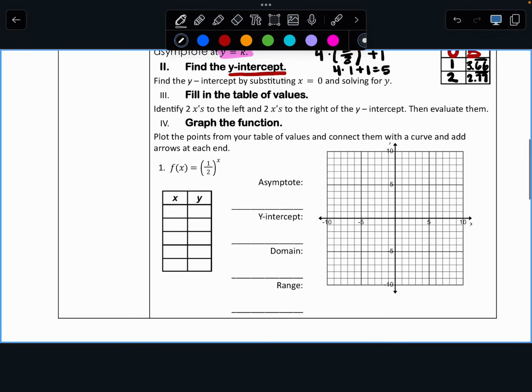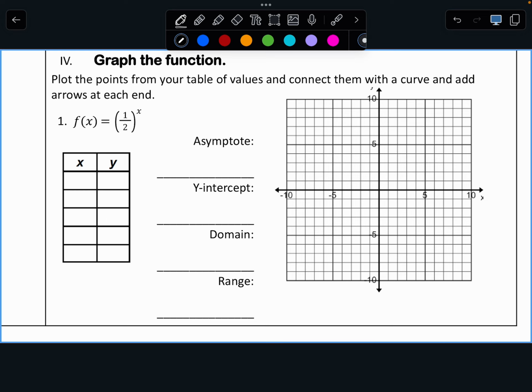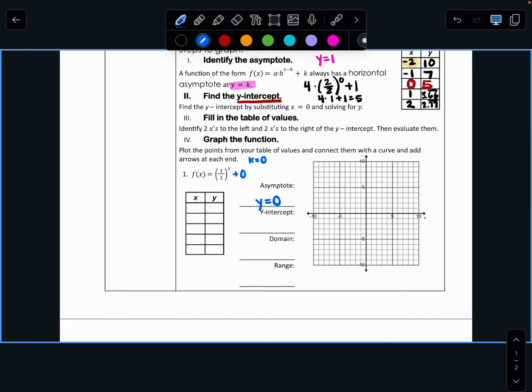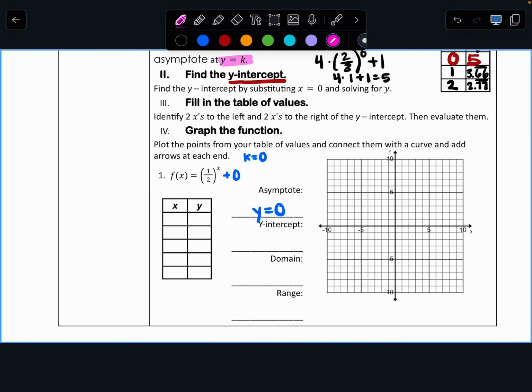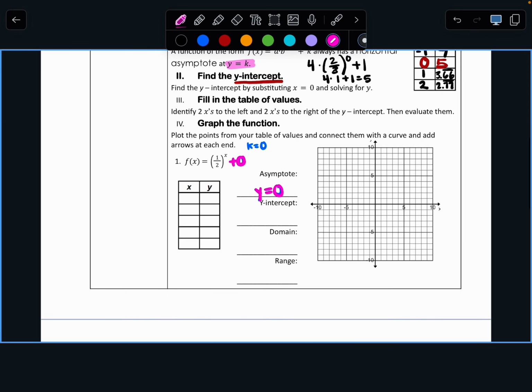So let's look at a new example, and this one we're going to actually graph. Looking at number 1, f of x equals 1/2 to the power of x. What we need to find is k. Since there's no number after x, k would be 0. So my asymptote is y equals 0. I'm going to put this in pink since that's the color I used up there. So my asymptote I'm going to draw at y equals 0.